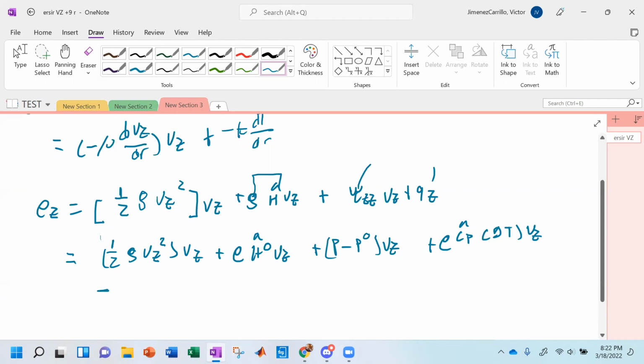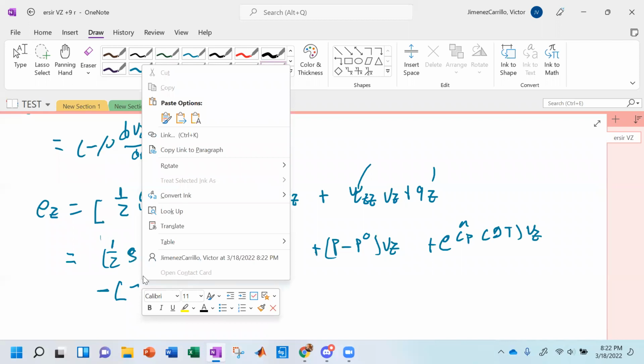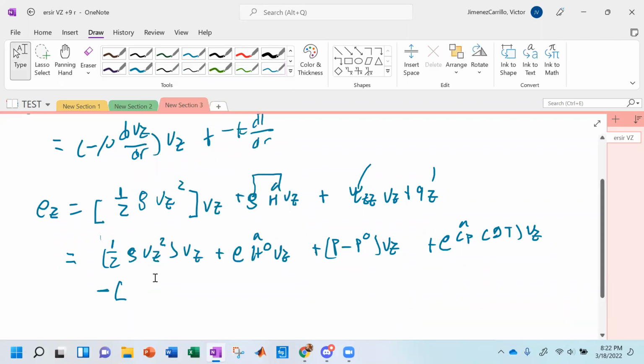Minus, if you go into the terms, you'll realize this simplifies to negative, excuse me, it's already a minus 2 mu dVz over dz multiplied by Vz, minus Fourier's law, which is just k dT dz. Okay.